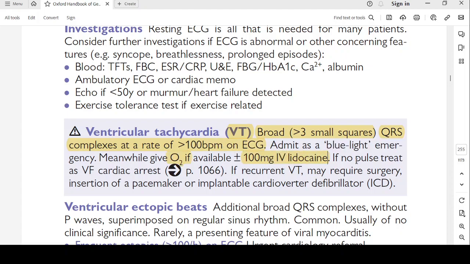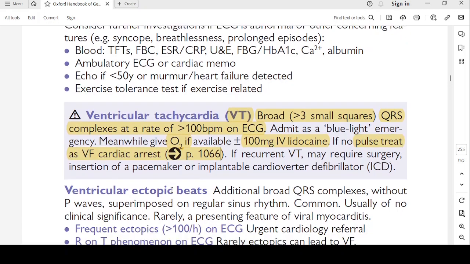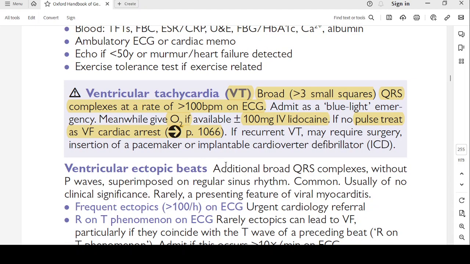If no pulse, check the pulse. If there is pulseless ventricular tachycardia, treat as ventricular fibrillation cardiac arrest. So we have to treat it as a cardiac arrest if there is no pulse. Recurrent VT may require surgery, insertion of a pacemaker or an implantable cardioverter defibrillator.